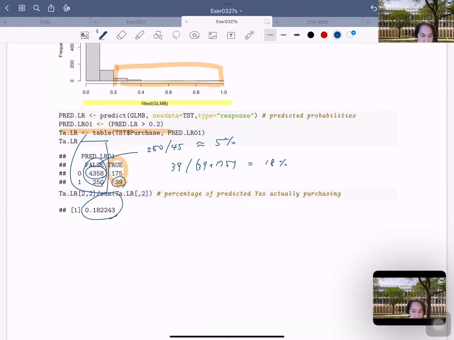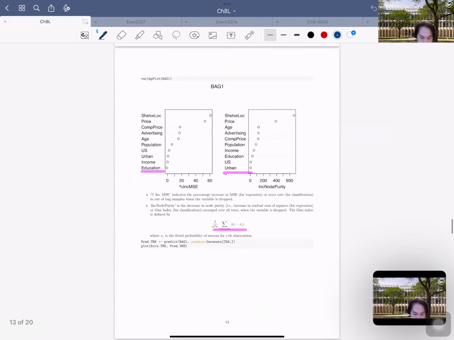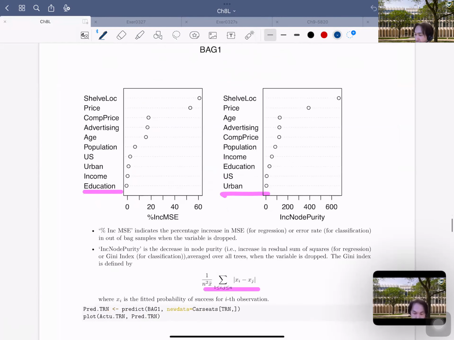Okay, so that's almost it. And I just want to add one thing that I didn't explain well last time. So the percentage increase in MSE and the increase in node purity. Percent increase in MSE is based on out-of-bag samples. So it's kind of similar to test error. And the node purity is calculated based on all the trees overall. So it's kind of closer to training error. Maybe both are somewhat in between. But that's why these two are different.